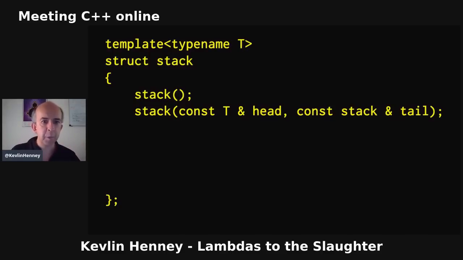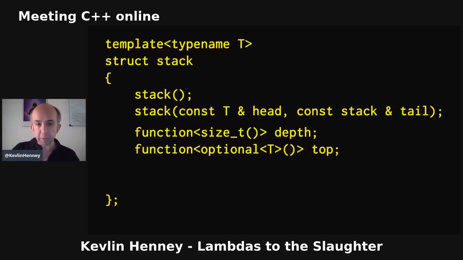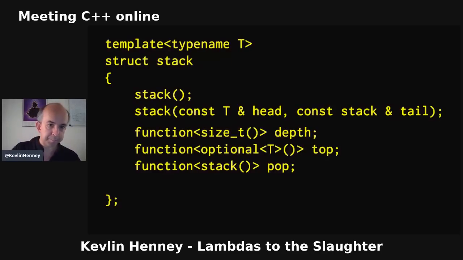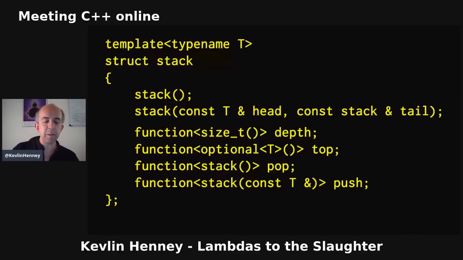But we want to use those named operations. So let's use those and see what they look like. What you may not have been expecting is that they look like this. I've decided that I'm going to do all of this with function objects, and specifically lambdas. Depth, top, pop, and push are data members, and they are invocable, so I can use them as if they were functions. That's the syntax you saw on the previous slide.